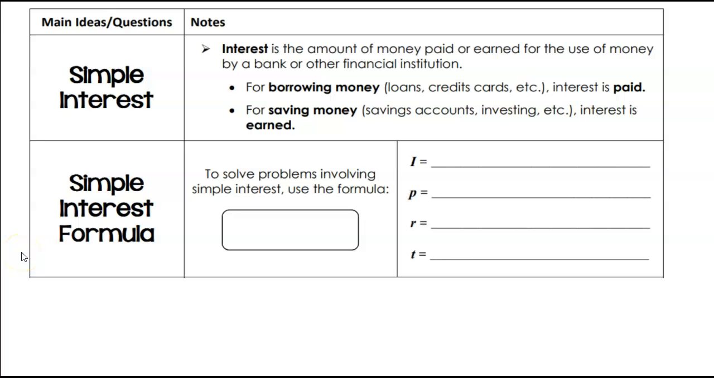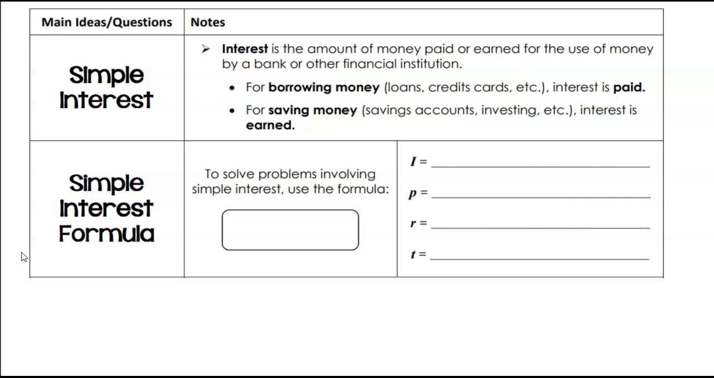In this video, you're going to learn how to calculate simple interest. Interest is something you'll see a lot of as you get older. This is something that banks charge if you're taking out a loan or a credit card. It's also something that can be earned, for example, like a savings account or some kind of investment where interest is earned.